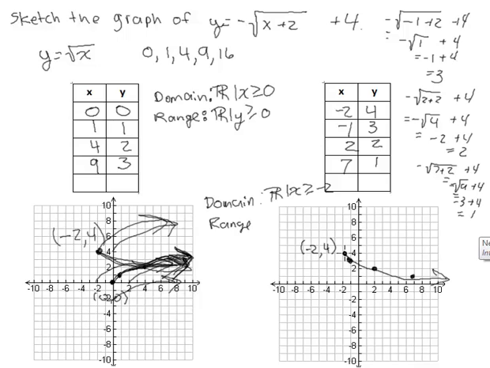Now if you look at our y's, the biggest y ever is 4. After that we're going down. Y is never bigger than 4, so our range is going to be all reals such that y is less than or equal to 4, because our y's have to be less than or equal to 4.